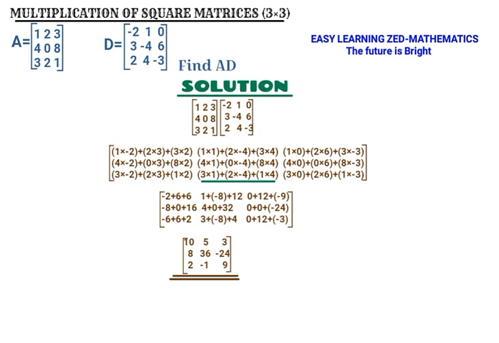So basically this is how you multiply matrices, square matrices which are 3 by 3. It's not much different from what we did yesterday. The only difference is the number of rows and columns has been increased, but basically what we apply is just the same.